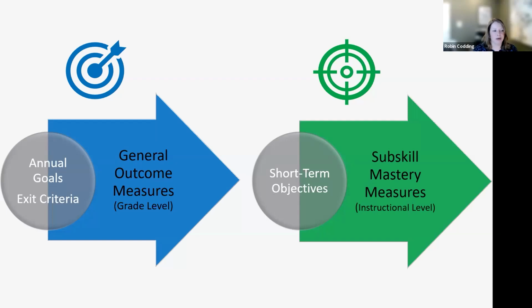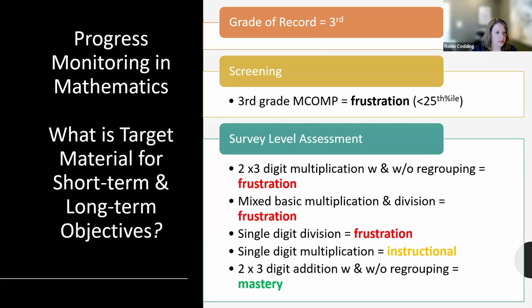We also want to think about the fact that with the general outcome measure, we're only capturing that data periodically, like every other week or monthly, because progress on those tools is going to take longer. Whereas with sub-skill mastery, we're going to want to monitor weekly and change skills as students master them.